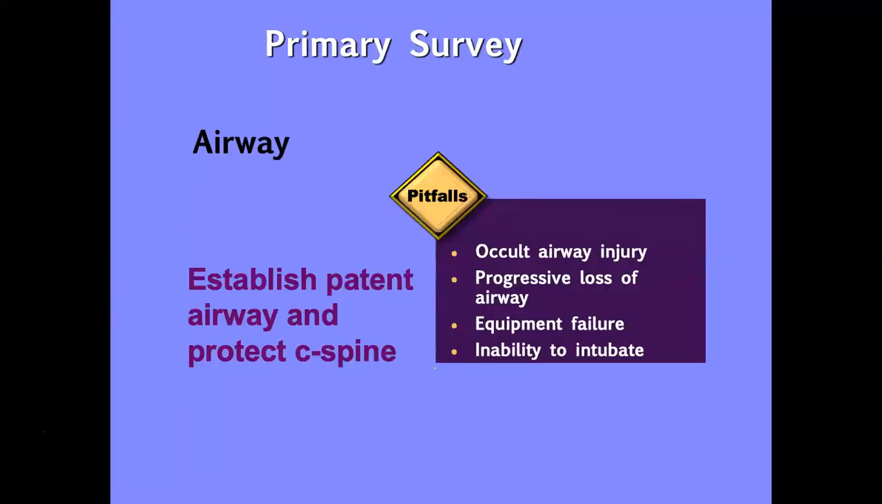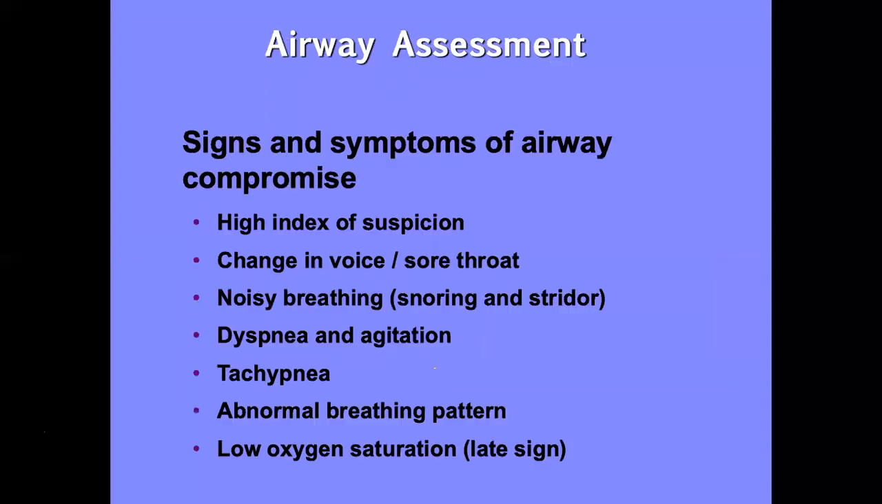Now coming to the A, that is the airway. In this case, we should always look for occult airway injuries. Occult means hidden, which is not seen from above. So maybe the patient has a maxillary fracture, or the patient may not be able to open his mouth. In those cases, we have to think a little like a detective so as to not miss these particular problems.